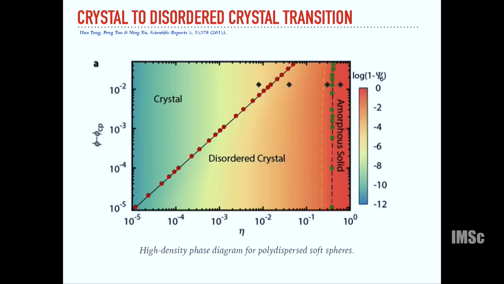There is a nice phase transition that occurs if you look at the polydispersity on the x-axis and the overcompression, so how far you have compressed from a crystalline configuration, and at some amount of polydispersity you go from a crystalline phase to something known as a disordered crystal phase, which I won't discuss in too much detail today, but you go all the way to an amorphous solid by increasing polydispersity.